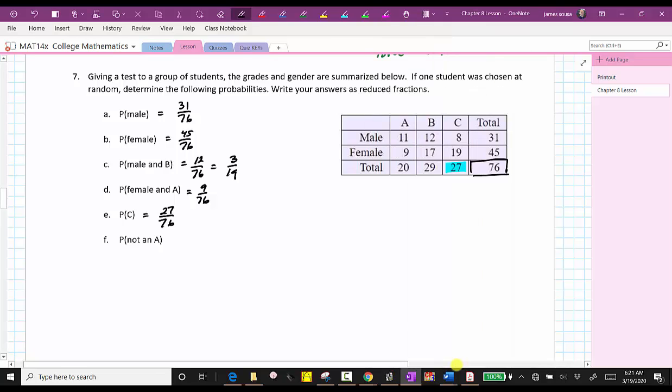Finally, for F, with the probability one student is selected and they did not get an A, which means in this case they got a B or a C. So there are 29 plus 27 favorable outcomes out of a total of 76, which gives us the quantity 29 plus 27 divided by 76, which is equal to 56 divided by 76, which does simplify to 14/19.